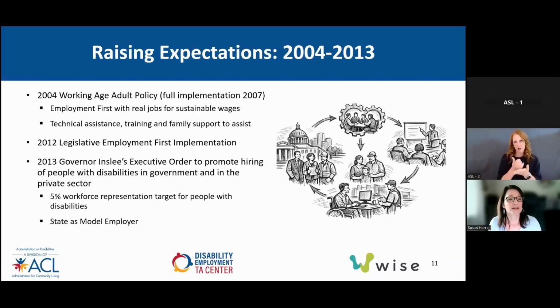In 2012, there was the legislation for Employment First in Washington State. So it was actually implemented in law. So it followed our working age adult policy. And then in 2013, the governor had that executive order that we talked about, where it called for 5% workforce representation for people with disabilities, and that he expected the state to be a model employer. Next slide.